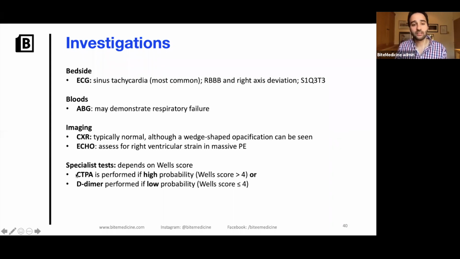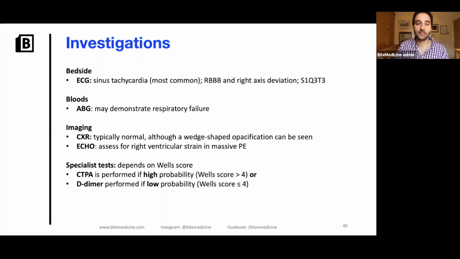So CTPA is performed in patients with a high probability of PE. That's a score of more than 4. This is super important: CTPA for high probability, Wells score more than 4. Or a D-dimer is performed if it's a low probability. That's a Wells score of 4 or less. So 4 or less is low probability, you do a D-dimer. More than 4, you do a CTPA, and it's high probability.